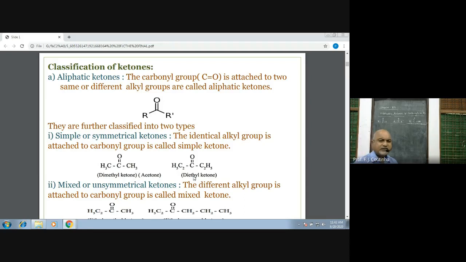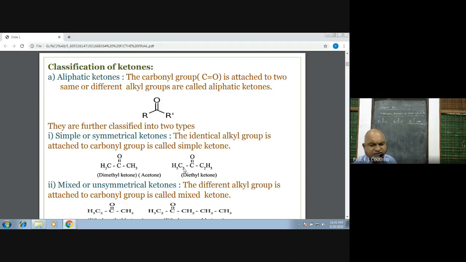So what do you mean by simple or symmetrical ketones? Both the alkyl substituents are same or symmetrical. These compounds are called simple ketones or symmetrical ketones. For example, dimethyl ketone, commonly known as acetone. Also there is diethyl ketone, which is here.